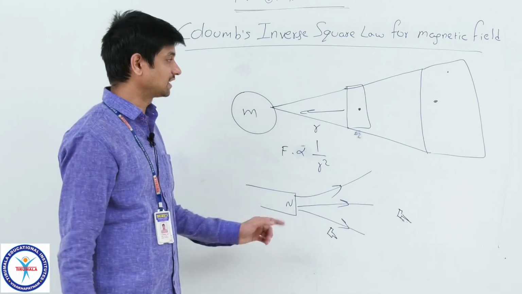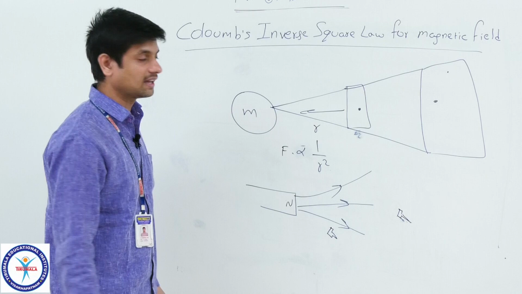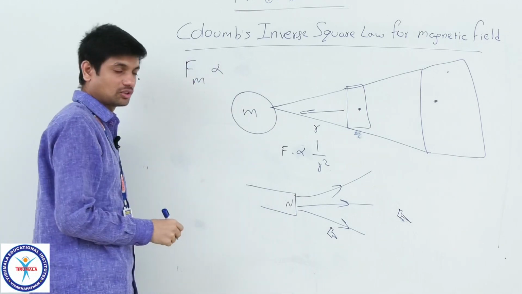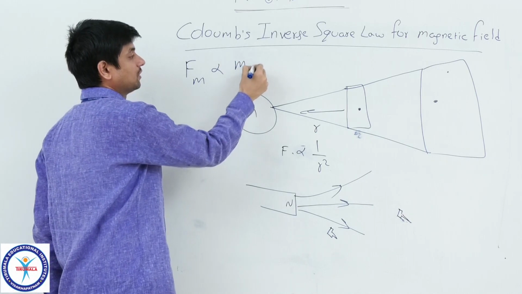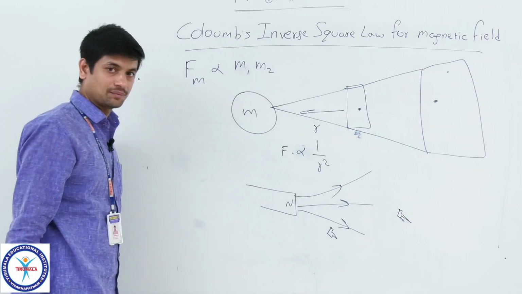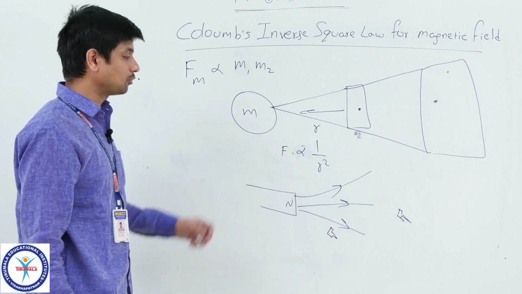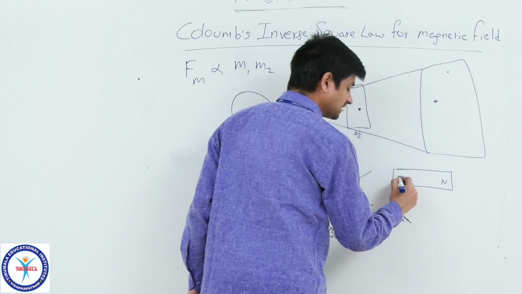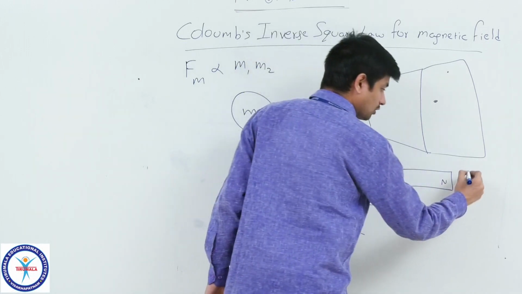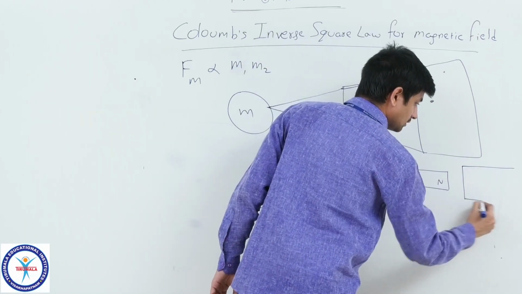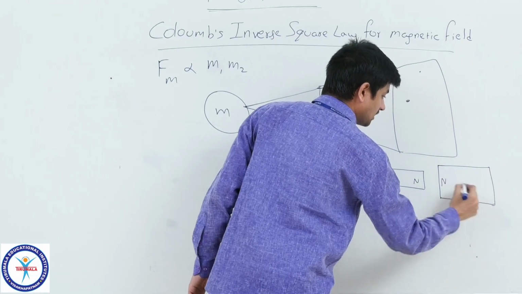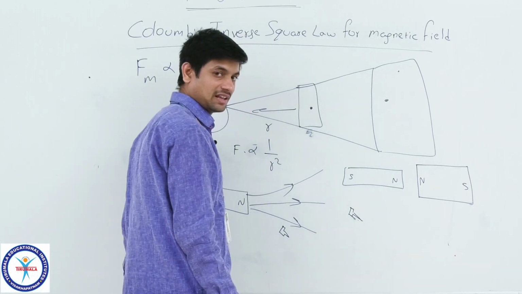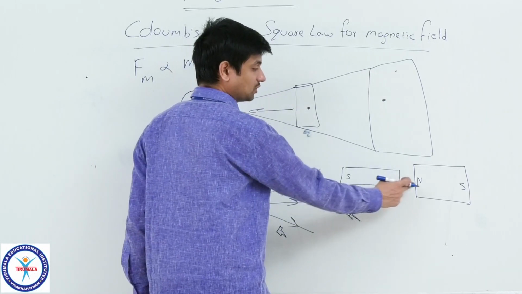That's why Coulomb proposed the magnetic force is directly proportional to the product of the pole strengths. What do pole strengths mean? If you take one magnet with north pole this side, south pole this side, and one more magnet with north pole this side, south pole this side, what will happen? Will they repel or attract? They will repel. Why? Because both are same poles.